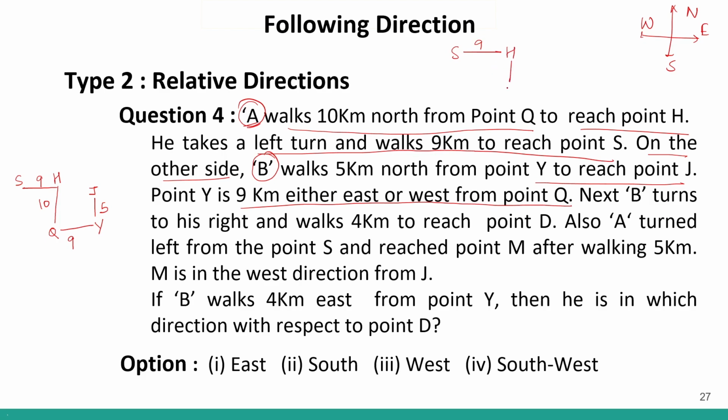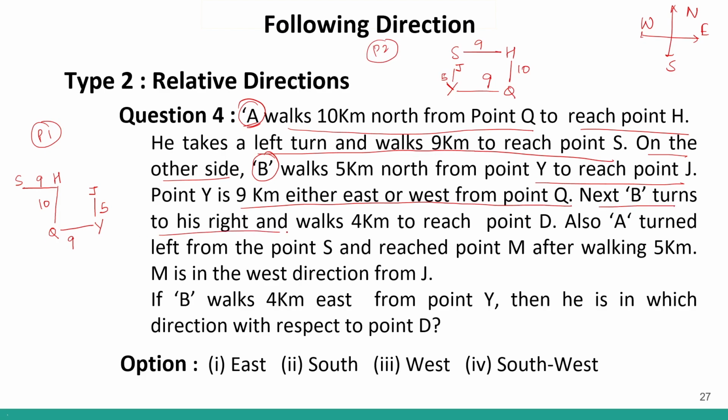So in this diagram, the possibility is that it is towards the west. Point Y is towards the west of point Q. I'm taking this possibility. So first possibility, second possibility. And then from Y he walks 5 kilometer upwards to reach J towards the north. Okay. So this is possibility 1 and this is possibility 2. Now let us continue solving.